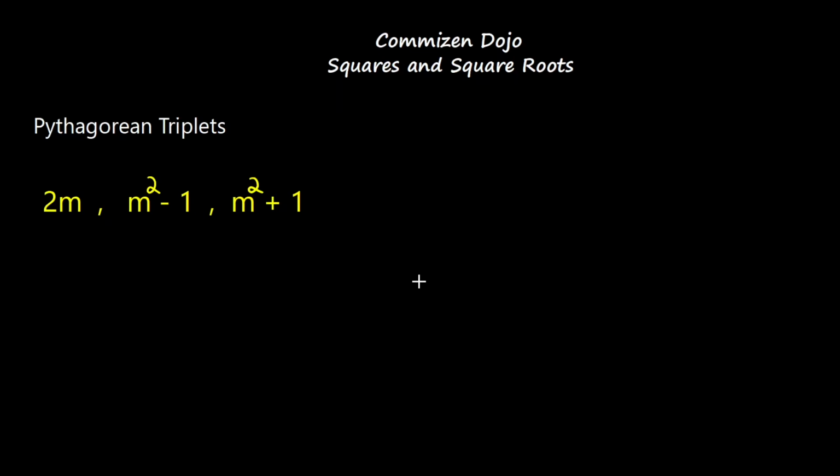Now we know that Pythagorean triplets are just a set of three numbers that follow the Pythagoras theorem. But do you know we can also represent these three numbers in the form 2m, m square minus 1 and m square plus 1, where m, my friend, is a natural number. M will always be a natural number, keep that in mind.